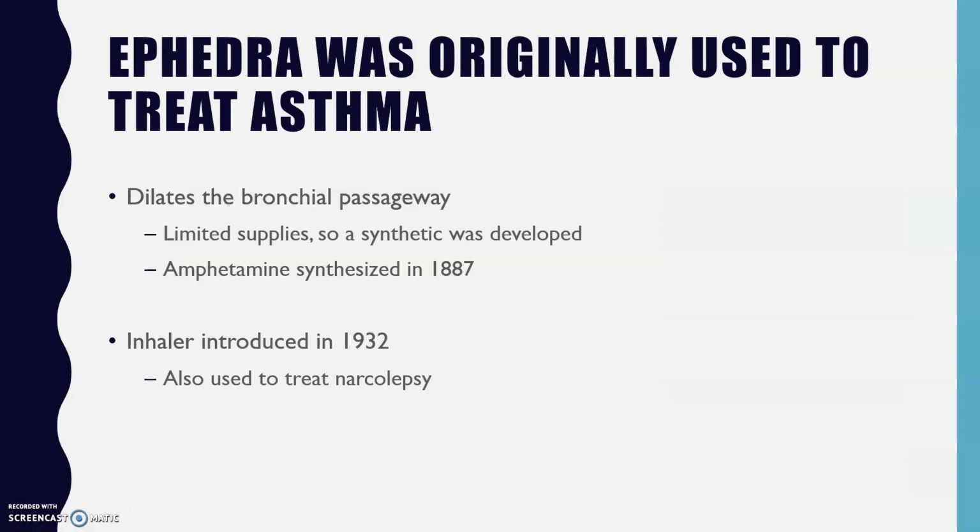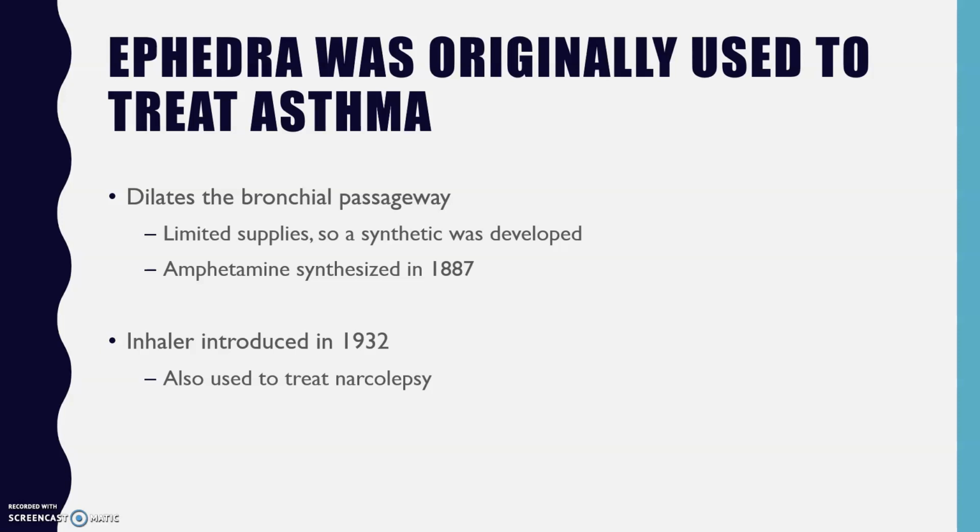So ephedra was originally used as a treatment for asthma. The idea was that it dilates bronchial passages, so it opens up the airways. And generally, because this was being developed from a plant, supplies were incredibly limited. You could only make as many as would grow. So at that point, instead of using ephedrine, a synthetic was developed. Amphetamine was synthesized in 1887. It was basically designed to work like ephedrine.